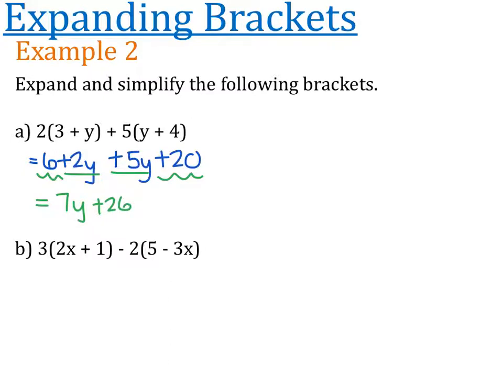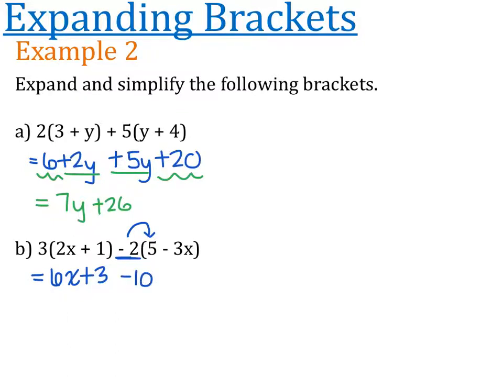Now that one should have been really straightforward, hopefully. The next one is the one where people make silly mistakes. So the first bracket is absolutely fine. We've got 6x plus 3. The second bracket is where it normally goes completely wrong. We've got negative 2 times by 5. Remember, the sign in front of the number belongs to the number. So that is going to be negative 10.